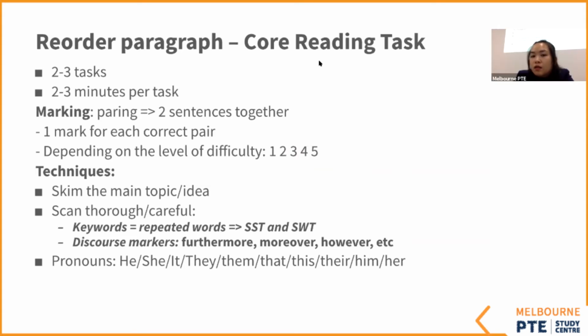Now the next question, this one I spent around 4 minutes, right? And I may have only 1 correct pair. So that's how it is. That's how you feel it is a bit more difficult. That means it's applied level of difficulty.